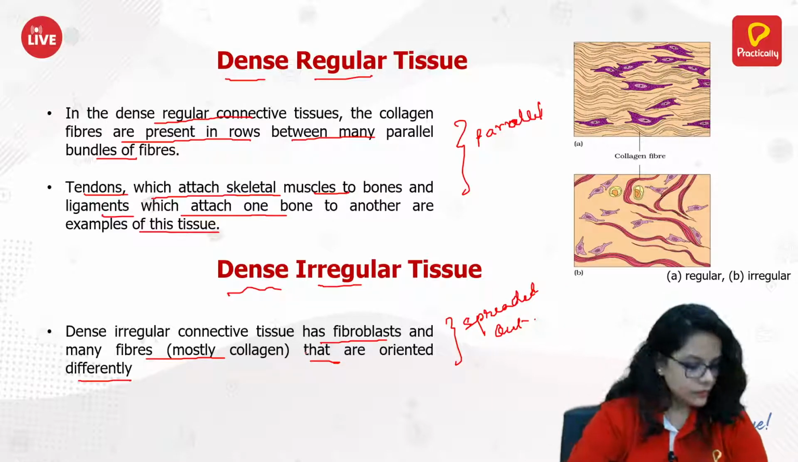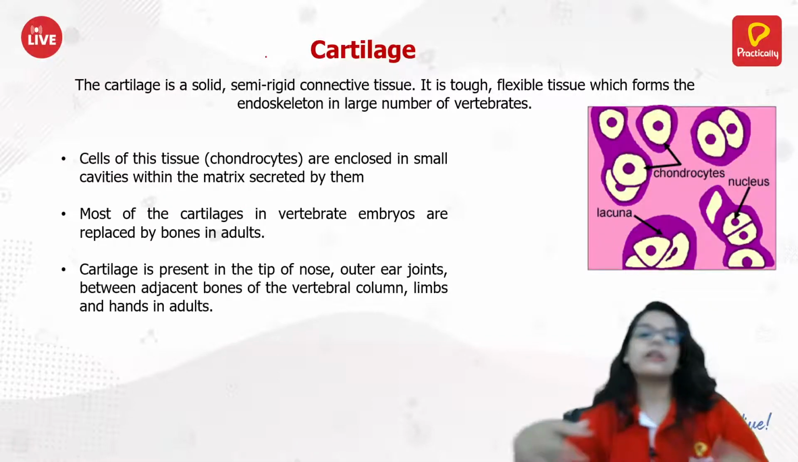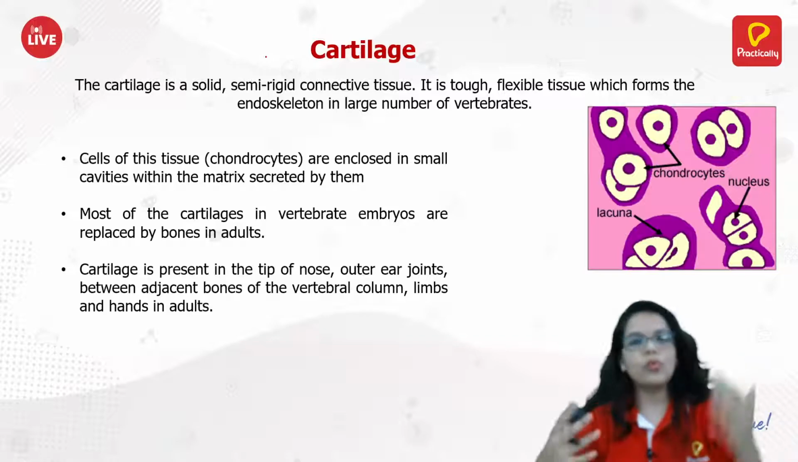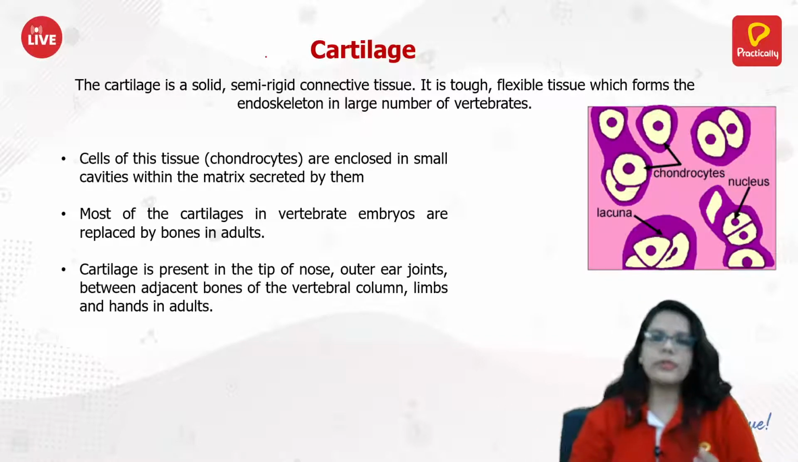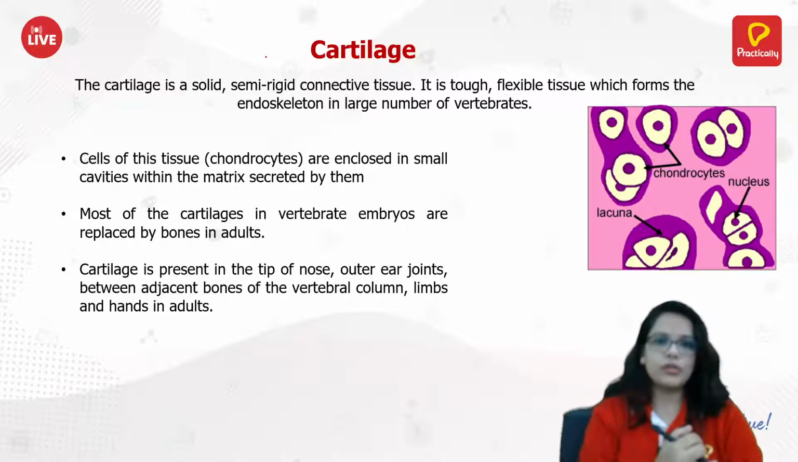Now the next is C. Again, I'm saying cartilage, bone, and blood. We'll be discussing more about this in the coming days as well, as we go deep inside the physiology of humans. So, cartilage, bone, and blood, this is just the tissue point of view.